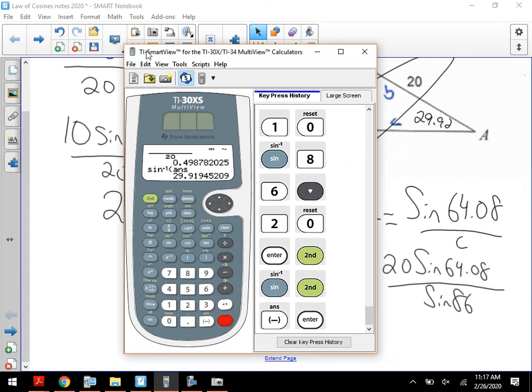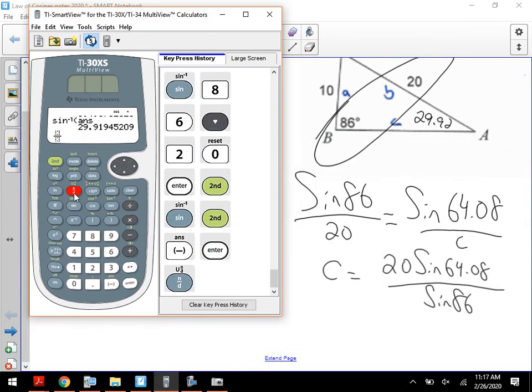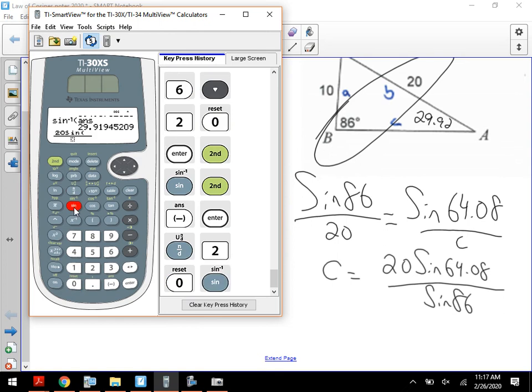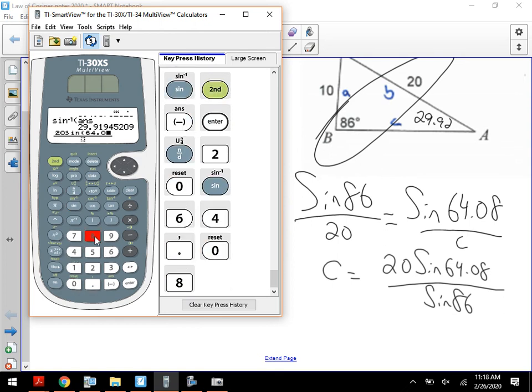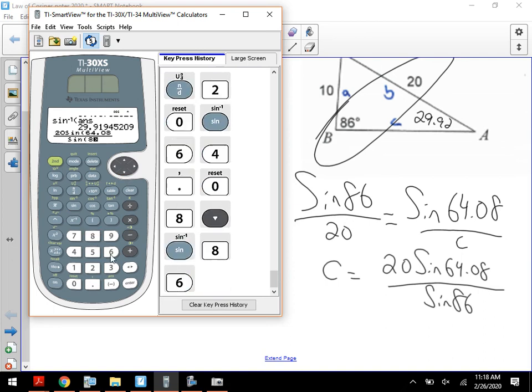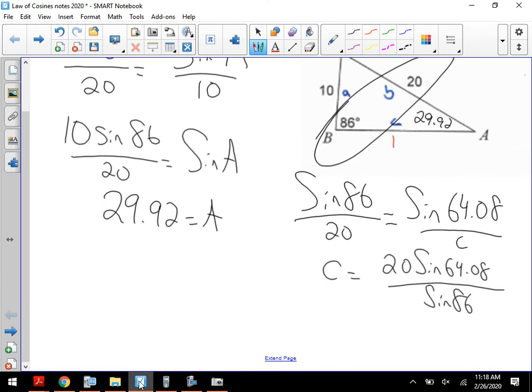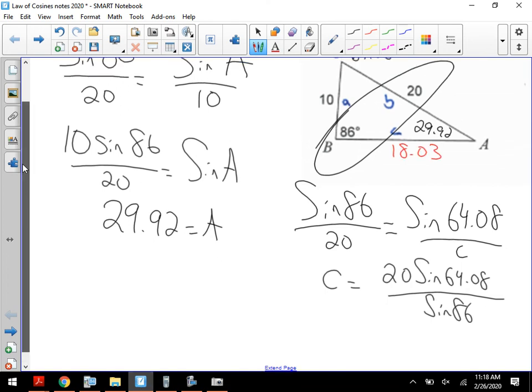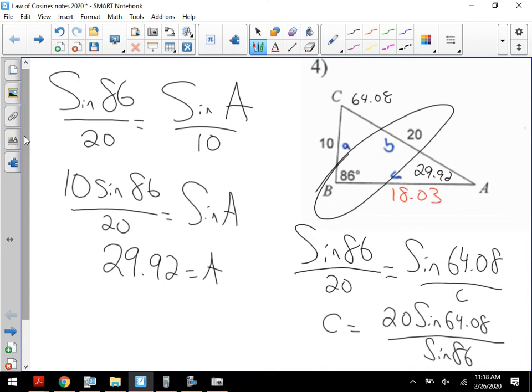Again, we would have to press some buttons. Fraction bar, 20 sine 64.08 over sine 86. Always write down what you're going to put in the calculator before you do it. I had 18.03 for that other side. And like I said yesterday, when we did this stuff, there's really no reference for us to know if we're correct, except for the fact that we know that the biggest angle is opposite the largest side length. And if that pattern holds true, where you've got the smallest angle, the shortest, the medium, and so on, you're probably on the right track.